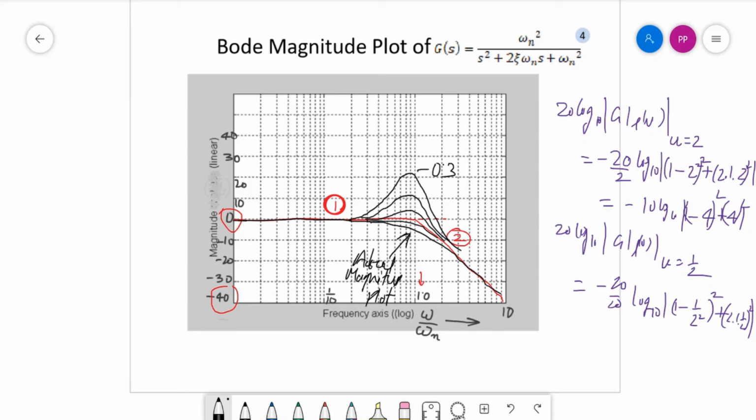So we can understand that this corner frequency will see the peak because of the reduction of the damping ratio. So in case you draw the plot using a computer, you can see how it looks.